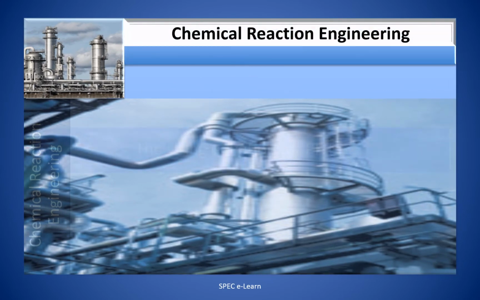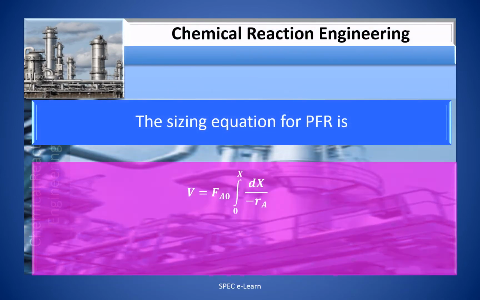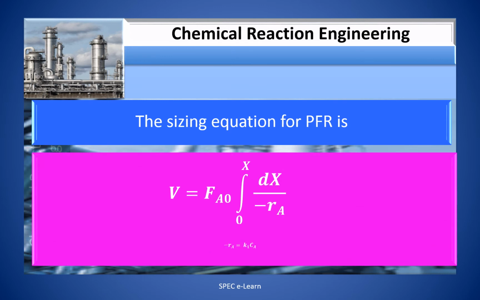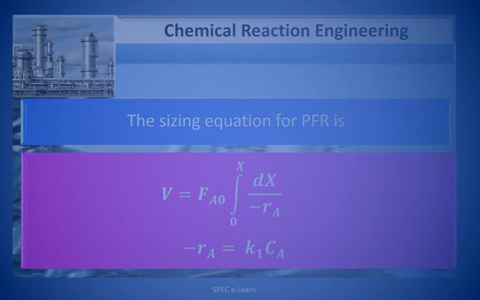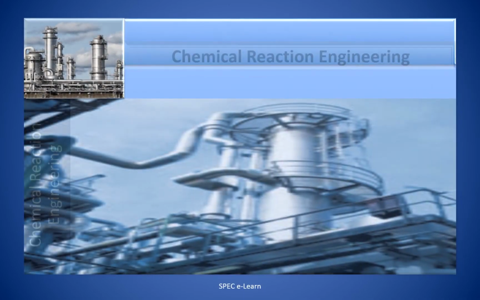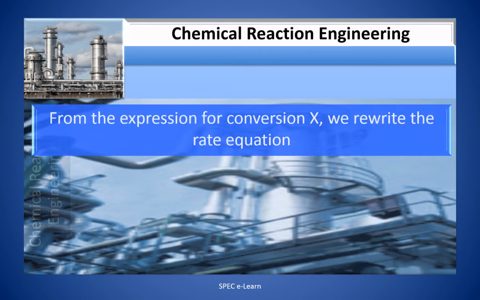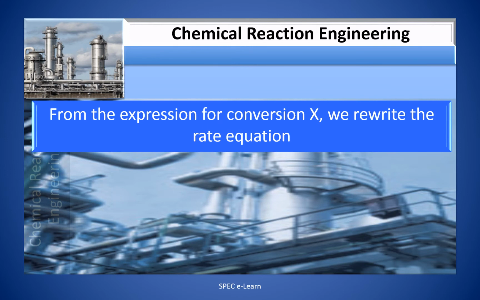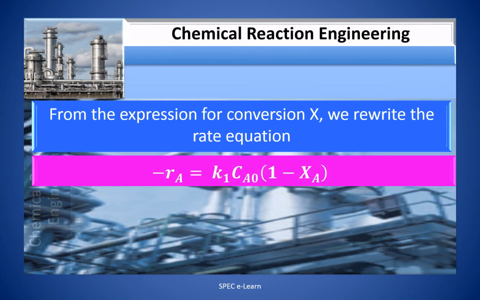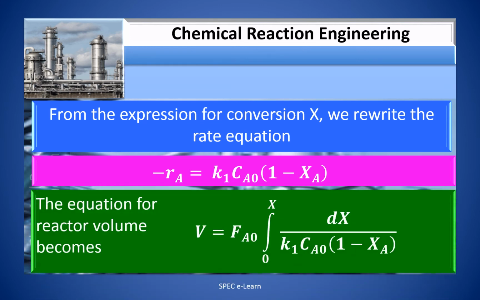The sizing equation for PFR is V equal to Fa0 integral 0 to X dX by minus Ra. Minus Ra equal to k1 times Ca. From the expression for the conversion X, we rewrite the rate equation: minus Ra equal to k1 times Ca0 times (1 minus Xa). The equation for the reactor volume becomes V equal to Fa0 integral 0 to X dX divided by k1 Ca0 times (1 minus Xa).